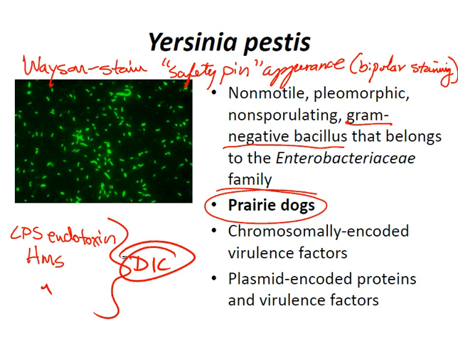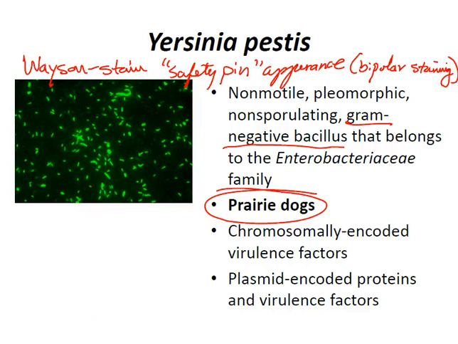Now, the plasmid-encoded virulence proteins are a little different. The plasmid-encoded proteins are YOPs, which are Yersinia outer membrane proteins, and YSC, which is Yersinia secretion, a type 3 secretion system. Type 3 secretion systems are only found in some pathogenic gram-negatives. Of note, Yersinia pestis is one of them. Can you name me a couple others? Shigella, Salmonella, enterohemorrhagic E. coli, Chlamydia, Pseudomonas, etc.